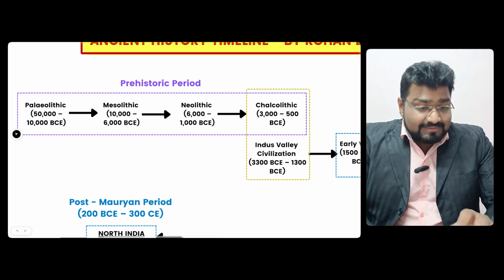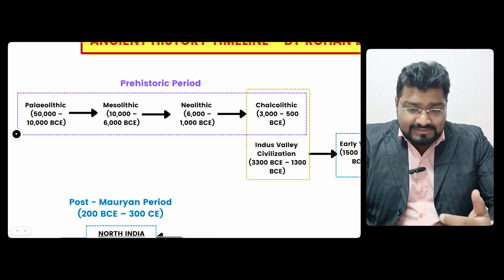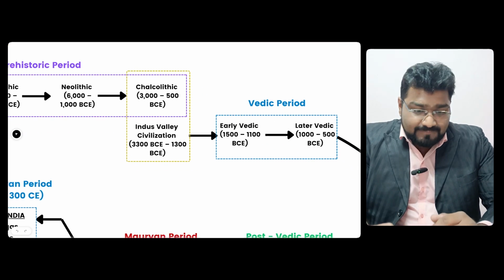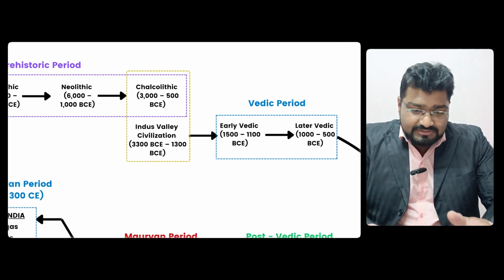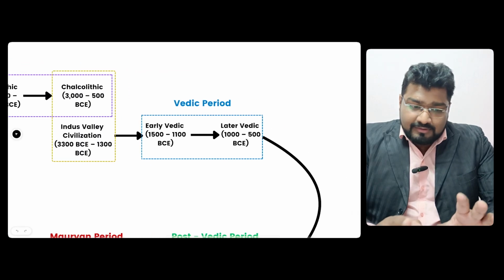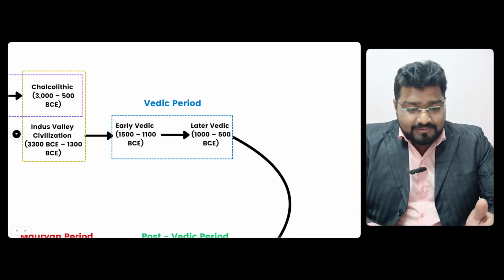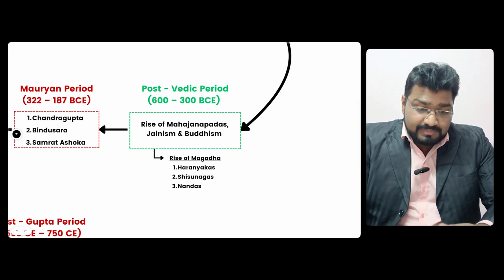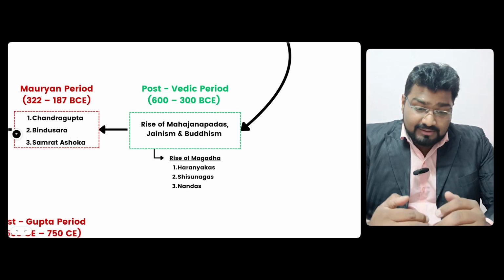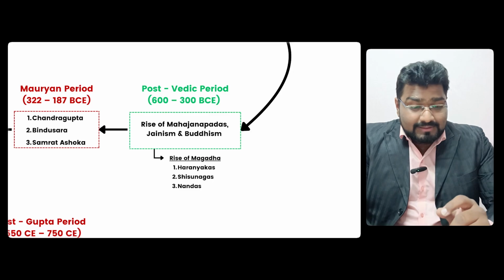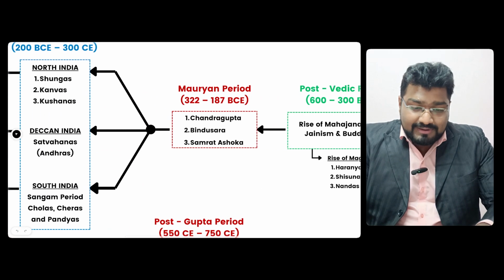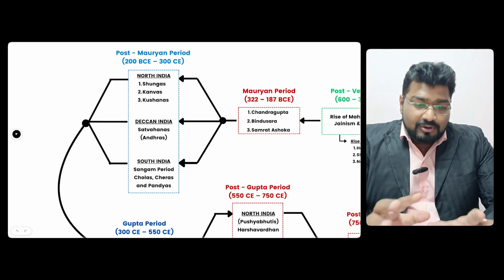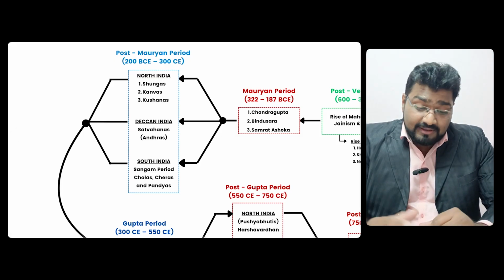From the Paleolithic period, it then moves to Mesolithic, then Neolithic, then Chalcolithic. Parallelly, the Indus Valley civilization was also running in the Indus Valley region, right? Then the Vedic period, early Vedic period and then later Vedic period. Then the post-Vedic period, which comprises the rise of Mahajanapadas, Jainism, Buddhism, and the rise of the Magadha Empire. Then the Mauryan period, with three important kings.